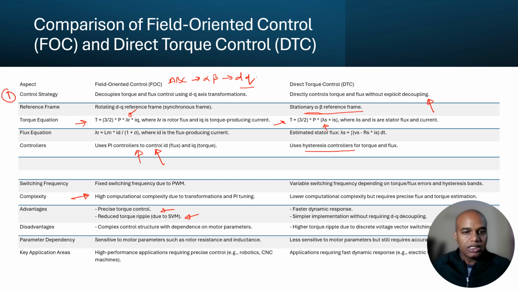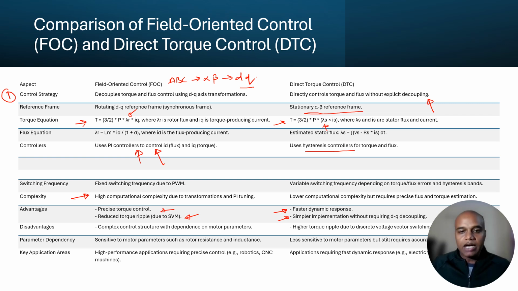Whereas DTC has a faster dynamic response, because no Clarke's transformation or Park's transformation is happening explicitly. Therefore it gives you a faster response to any change in the motor torque and load requirement, and it is much simpler to implement without requiring the DQ decoupling.